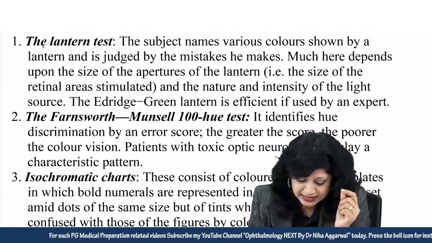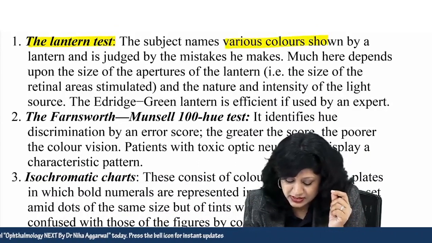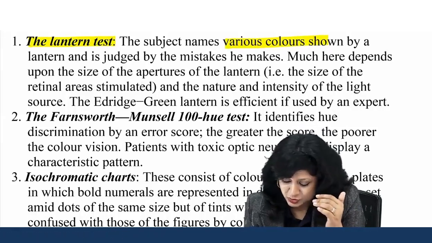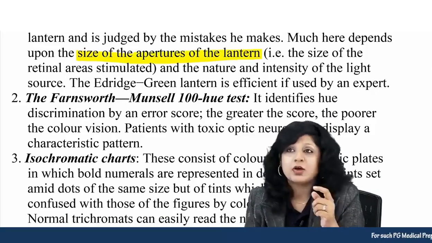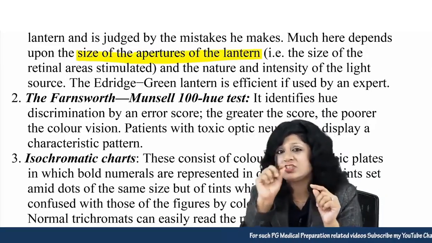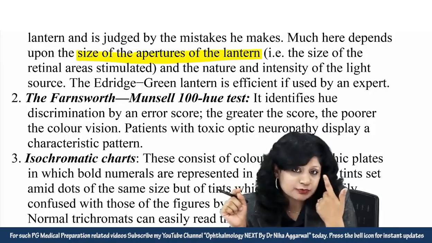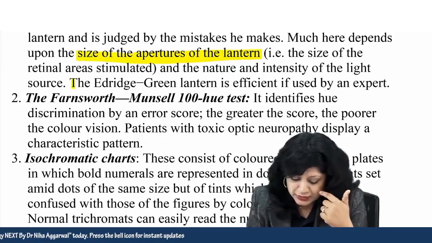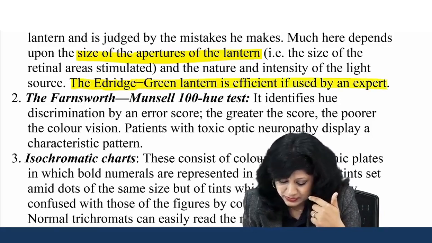We have got a lantern test. The subject names various colors shown by the lantern, and you have to judge it by the mistakes he is making. Much here depends upon the size of the apertures of the lantern, because the size which is given, that area of aperture, signifies what area of the retina is being illuminated. And usually we are using the Aldrich green lantern test.